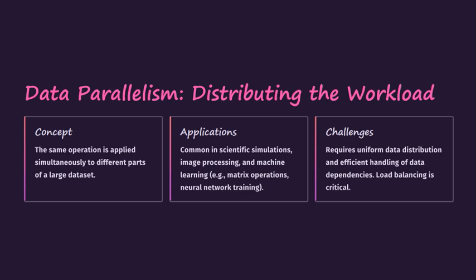Distributing the workload basically means that the same operation is applied simultaneously to different parts of large data sets. If you are taking a data set and using parallelism, it divides the data set into small parts and works on each of them in parallel with the same operation. So the main challenges are data distribution and efficient handling of data dependency. So load balancing is very critical.